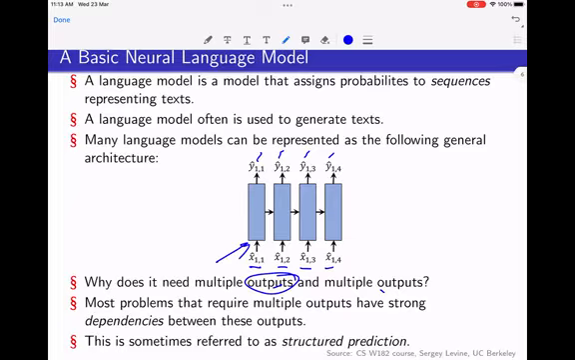But most problems that require multiple outputs, for example, in our case, text generation or sentence generation, have strong dependencies between these outputs. What do we mean by these strong dependencies? If you don't let the model know what it has generated earlier, suppose it is trying to generate the third word, and it doesn't know what the first and second words are, it may not generate a very meaningful sentence.